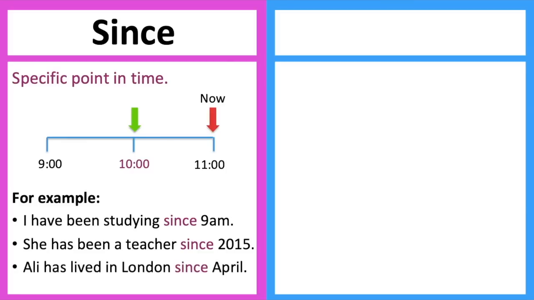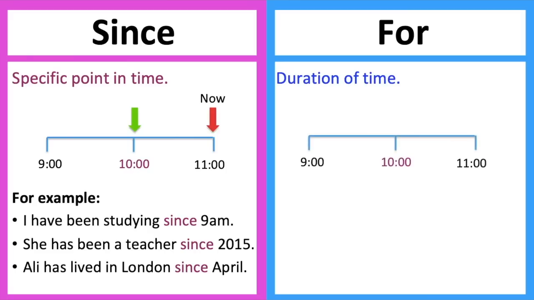Ali has lived in London since April. 4. When we use the word for, we are referring to a duration of time. So again, let's look at this example. If it started raining at 10 o'clock and the time now is 11 o'clock, then I can say it has been raining for 1 hour.